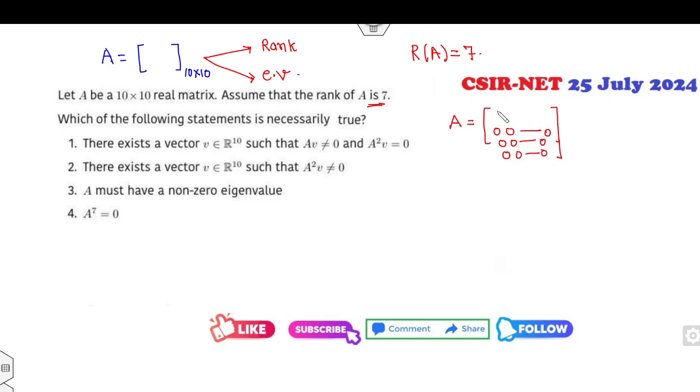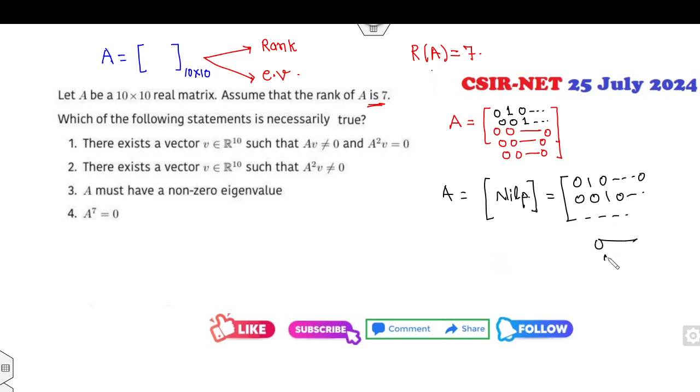Now what will happen? If I choose a nilpotent matrix of rank 7, that means 0, 1, 0, 0, 0, 0, 1, 0, 0, and so on, and the last 3 rows are 0. All these eigenvalues are 0. A must have a non-zero eigenvalue. But if you consider this example, A has all eigenvalues 0. So this option is cancelled.